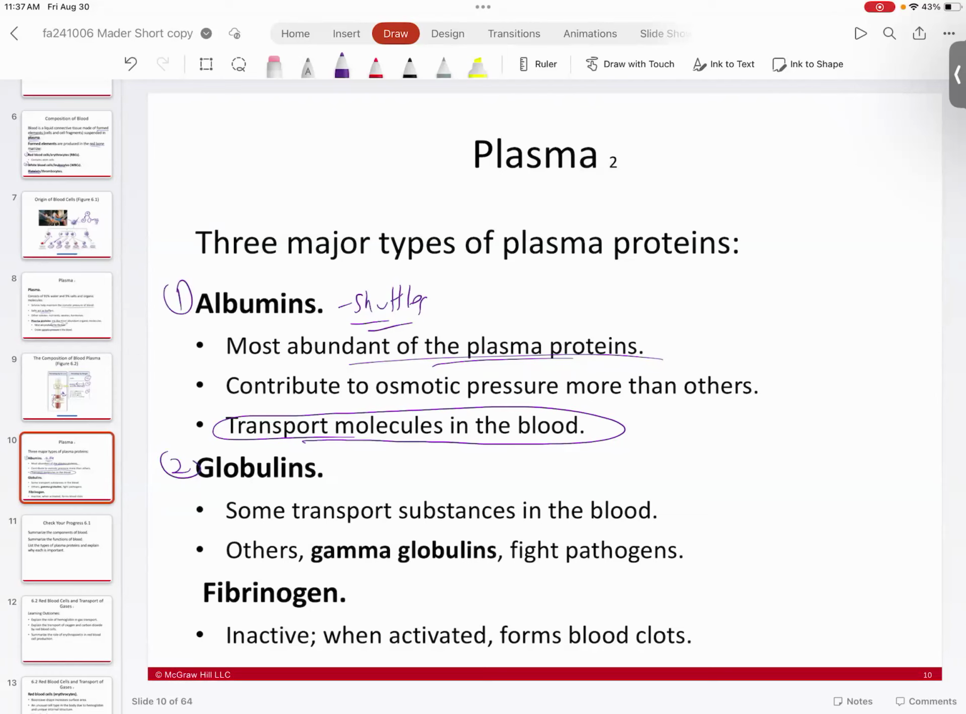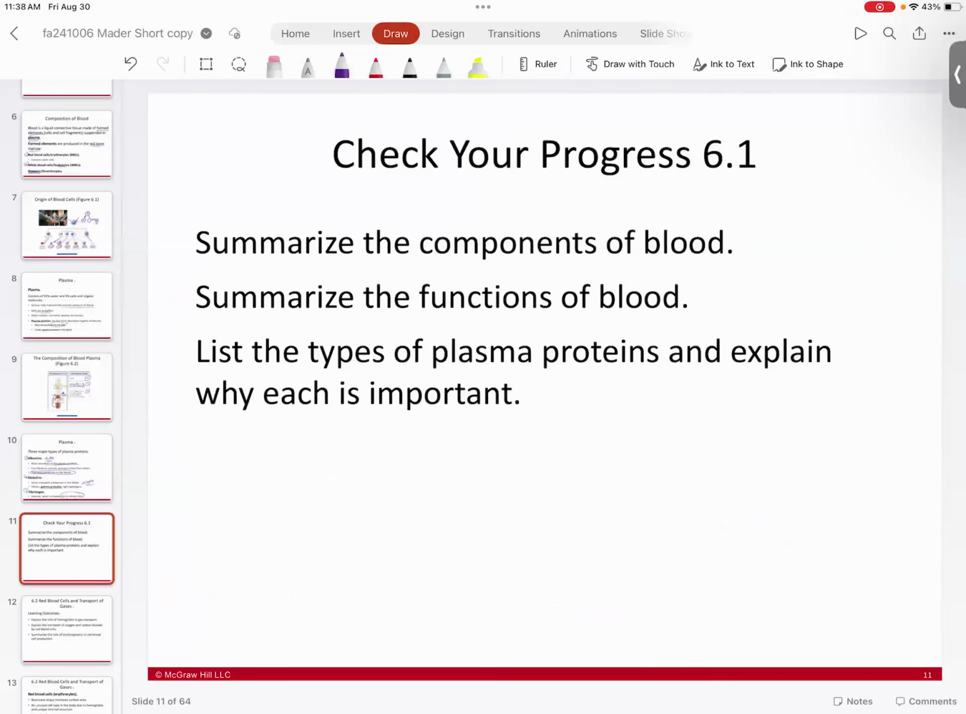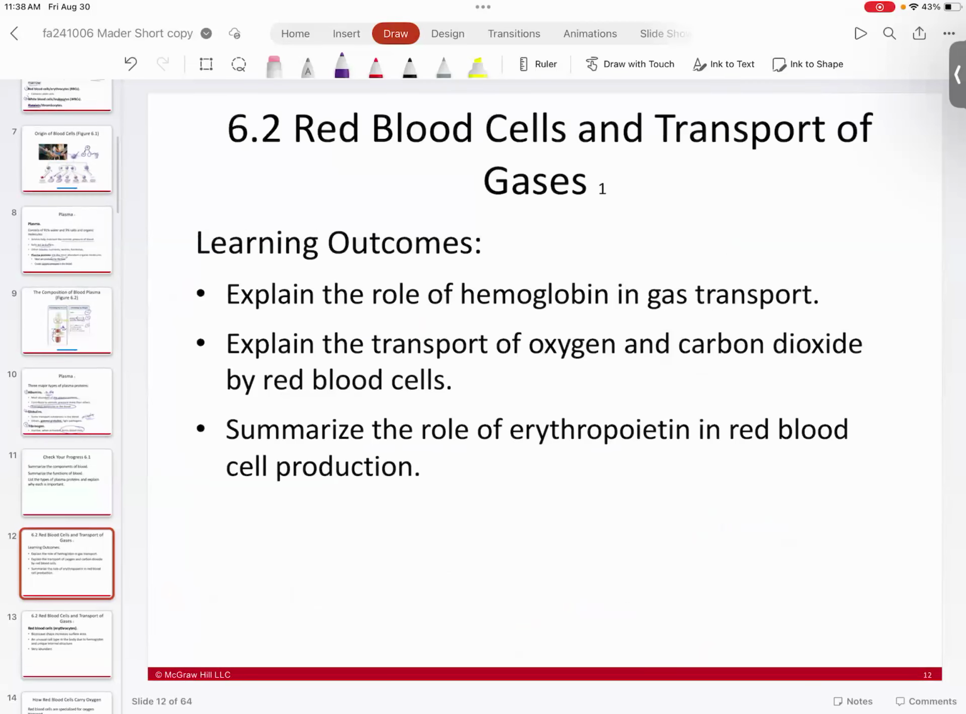The other big source of plasma proteins are globulins of different types. So for instance, immunoglobulins form and they fight pathogens. So for instance, antibodies are in this group of globulins. And then of course you have fibrinogen, which is basically an inactive form of the protein fibrin, which essentially is responsible for forming clots whenever you need them, in conjunction, of course, with platelets. Okay. So that's just the basic rundown of the different pieces of the blood.